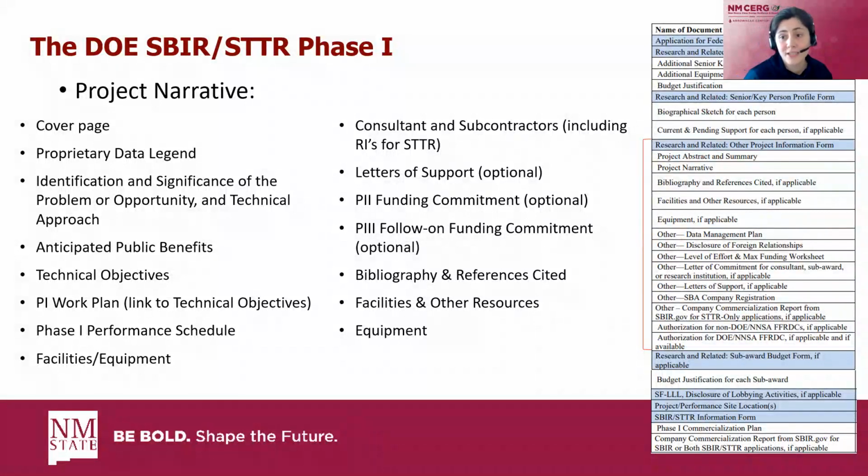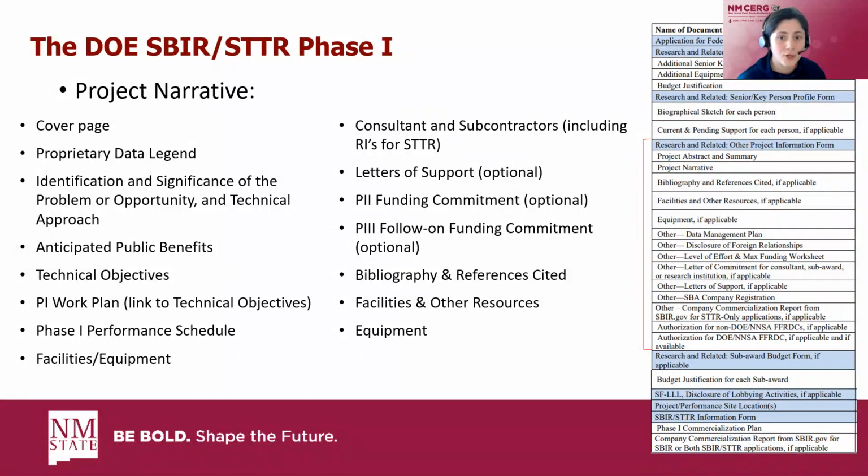Okay, now the next R&R section is going to be the other project information, and this includes the project narrative. The project narrative really is the body of your proposal. It talks about what you're going to do and why you're going to do it. It explains your technical objectives and the different work plan that you're going to have. It talks about the different facilities and equipment that you need to have access to. It also talks about the performance schedule for phase one.